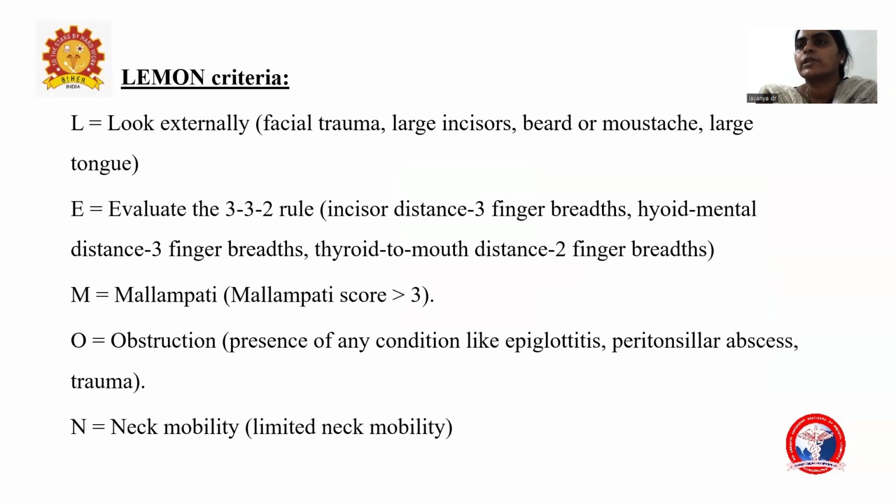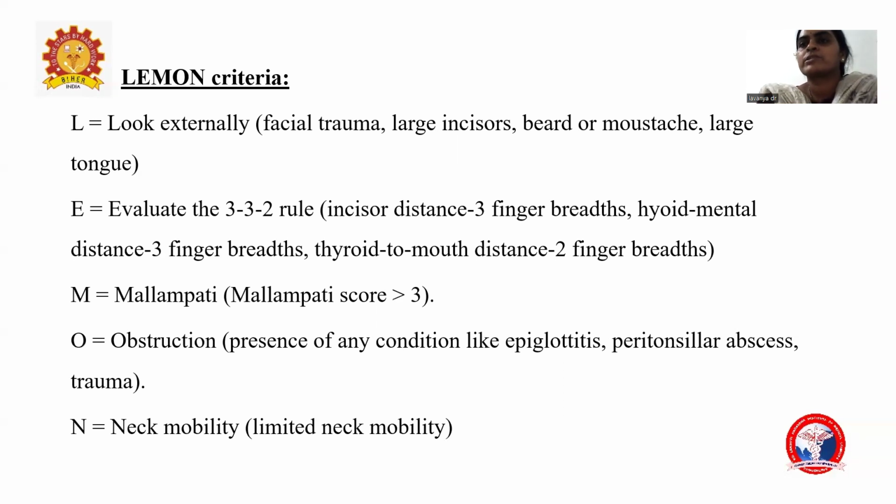Externally, look for any facial trauma, large incisors, beard, moustache, and then evaluate the inter-incisor gap, three finger breadth, the hyomental distance, which is three finger breadth, and the thyroid to mouth distance, which is two. 3-3-2. A Mallampati score of more than 3 is always difficult. O stands for obstruction.